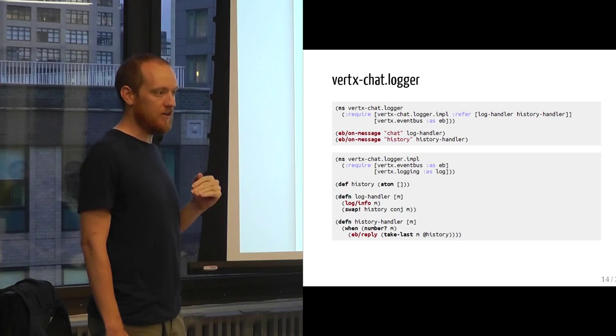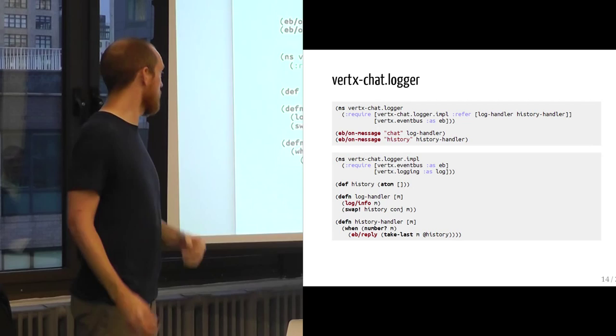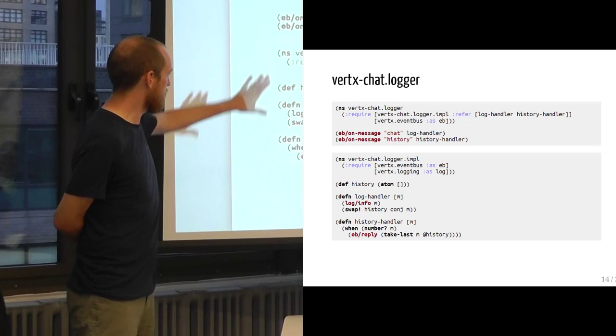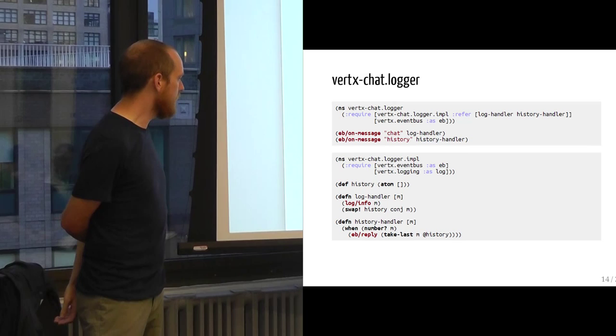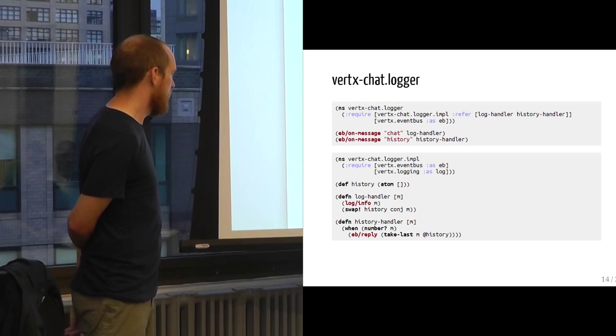I'm not too worried about exceeding the memory limits of the machine during this demo, but of course you might want to try something different when you push this to production. And then the history handler is registered on the history endpoint, and what that's doing is when a request comes in on that address, it's grabbing the last n items from that history atom. And so we'll see how that's used in the client-side application in a minute.